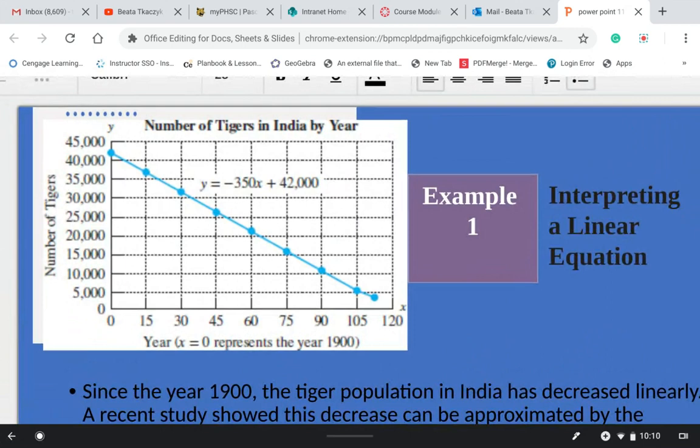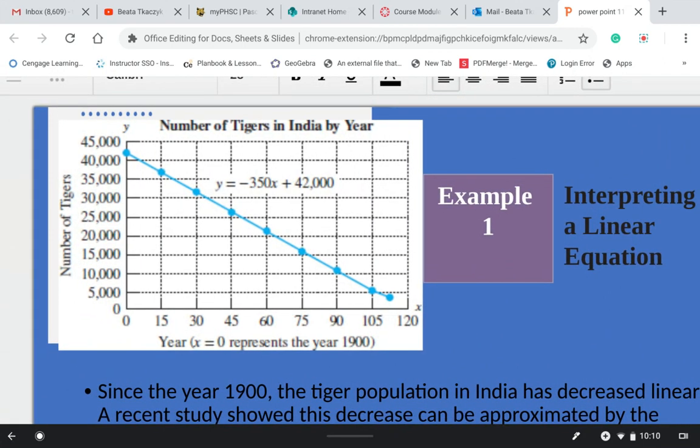On the x-axis, x represents year, but what you have to notice is that when x equals 0, that means we're starting with the year 1900. So 15 right here will be 1915, and then 30 will represent 1930, and so on. It's very important to read that information. So 0 doesn't mean year 0, it means 1900. So we're starting this graph from the 1900s, and we're talking about the number of tigers in India by year.